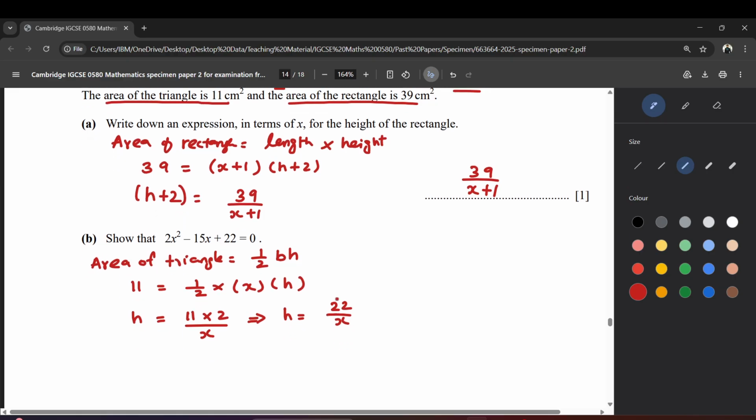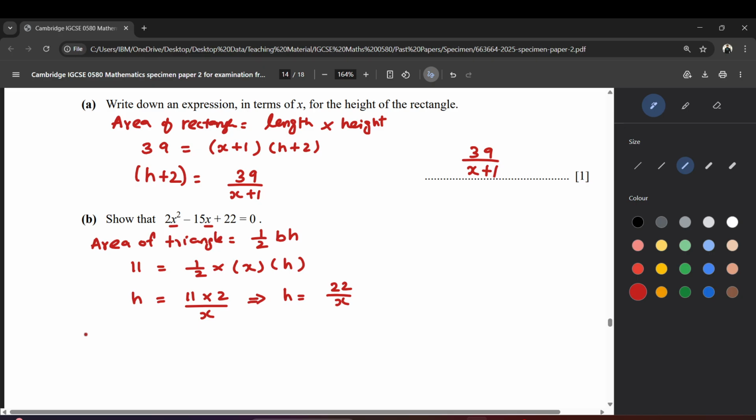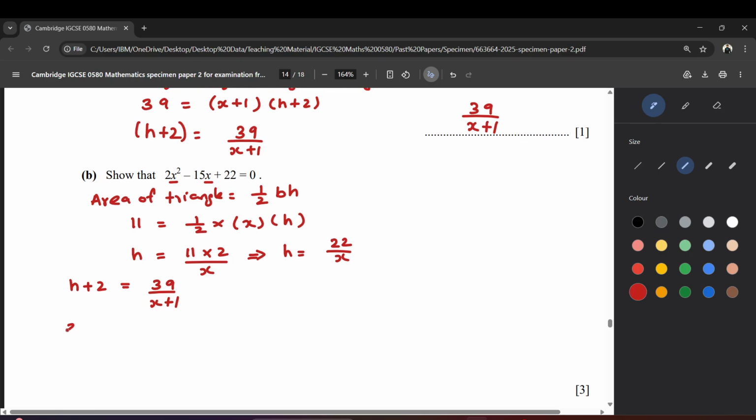Now, we have made h the subject, and if you look closely, the equation we have to show is all in terms of x. We found that h plus 2 is equal to 39 over x plus 1. So instead of h, I can write 22 upon x. So 22 upon x plus 2 equals 39 upon x plus 1. That's how you get an equation all in terms of x. Now it's all algebraic manipulation. You just rearrange and simplify, and you will end up with this equation.